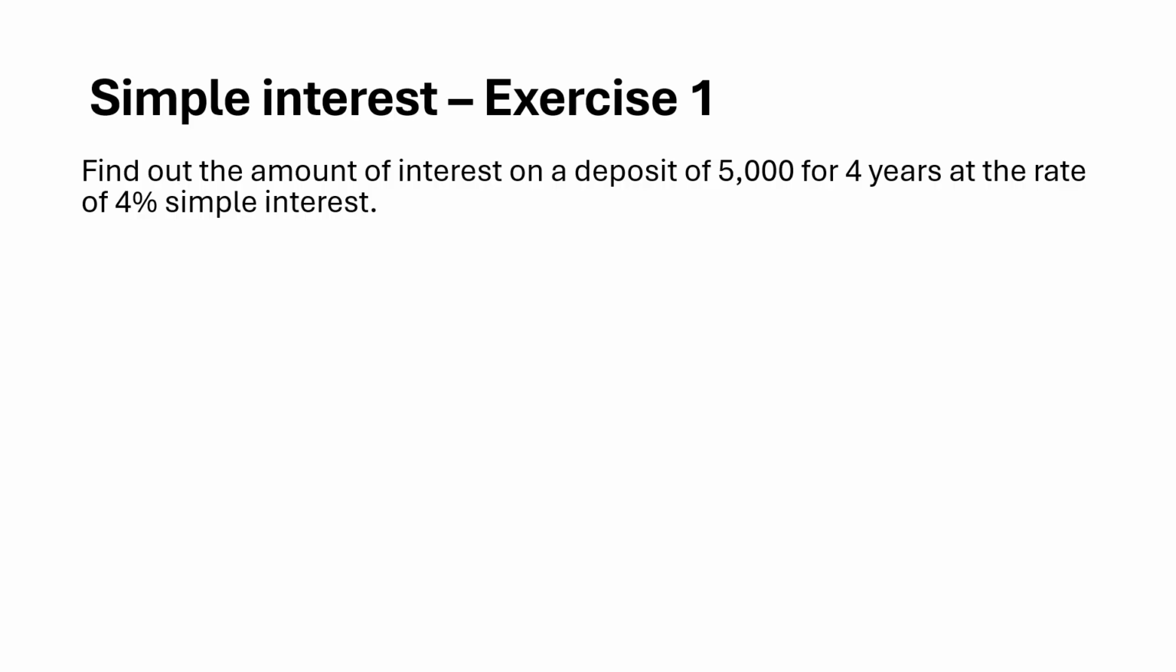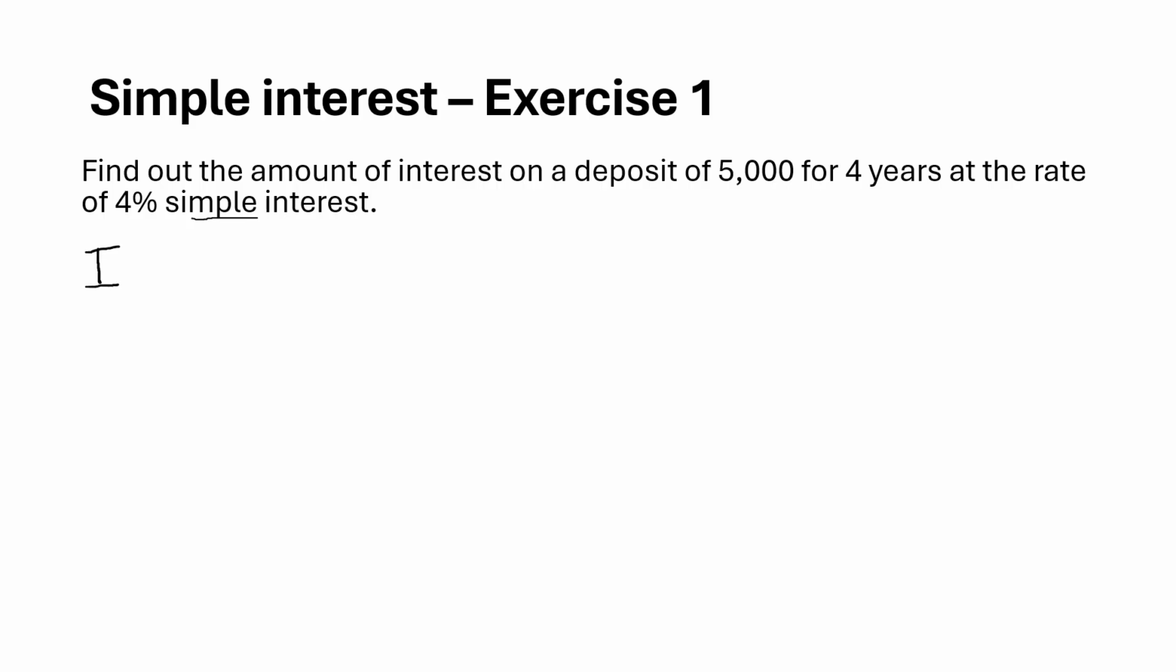So here first, I gave you the instructions for solving. First we will read the question. Find out the amount of interest on a deposit of 5000 for 4 years at the rate of 4% simple interest. Once we read first time, we understood that we need to calculate the simple interest. Now we will read again for solving. So what is the first thing that we will be writing here? The formula for simple interest.